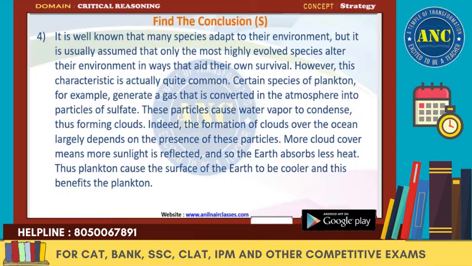These particles cause water vapor to condense, thus forming clouds. Indeed, the formation of clouds over the ocean largely depends upon the presence of these particles. More cloud cover means more sunlight is reflected, and so the earth absorbs less heat. Thus, plankton causes the surface of the earth to be cooler, and this benefits the plankton.